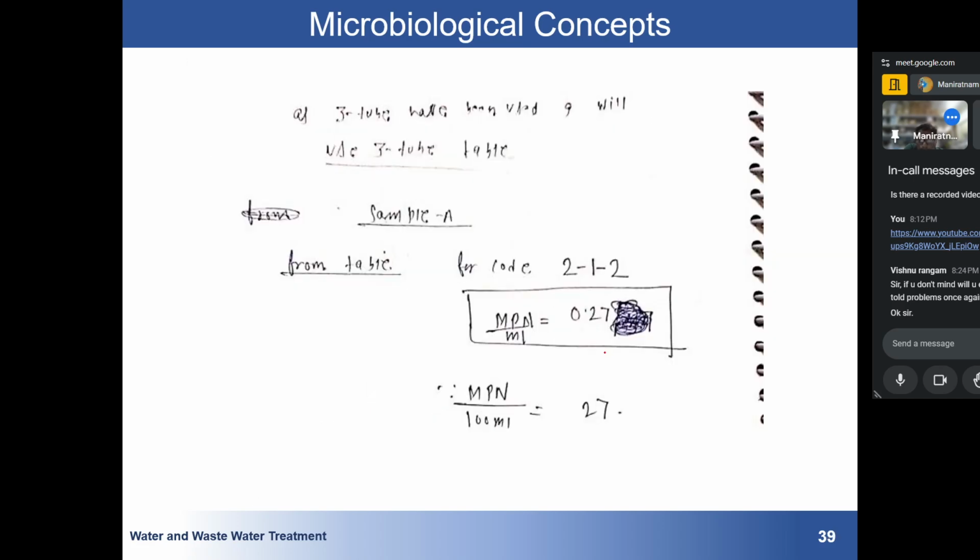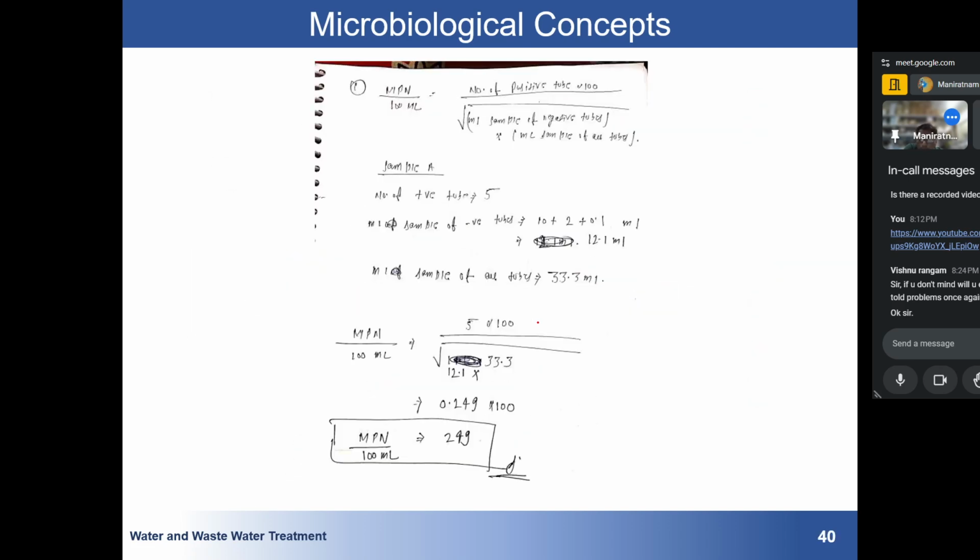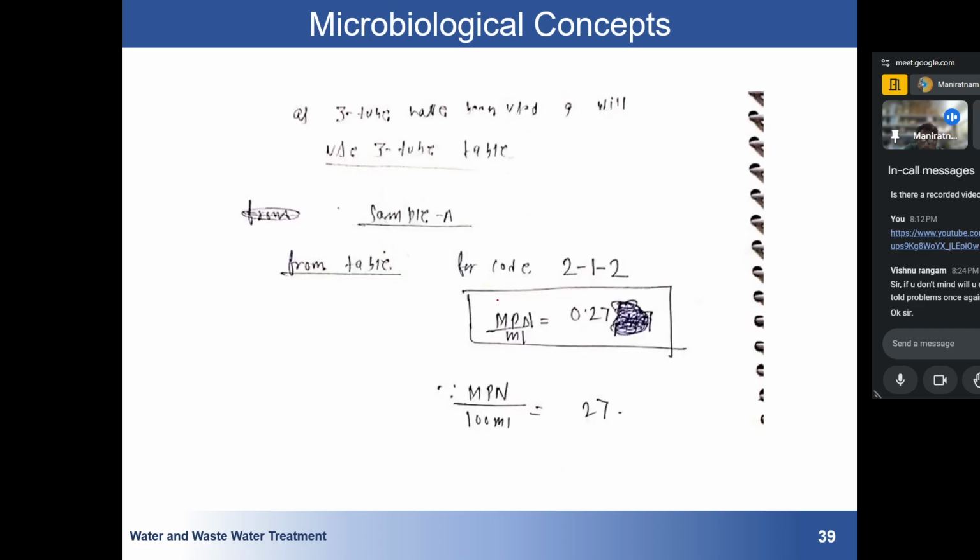Another method is this positive tube method. So here the number of positive tubes is 5, then the negative sample is 2, I can substitute. And another method is use of MPN table.